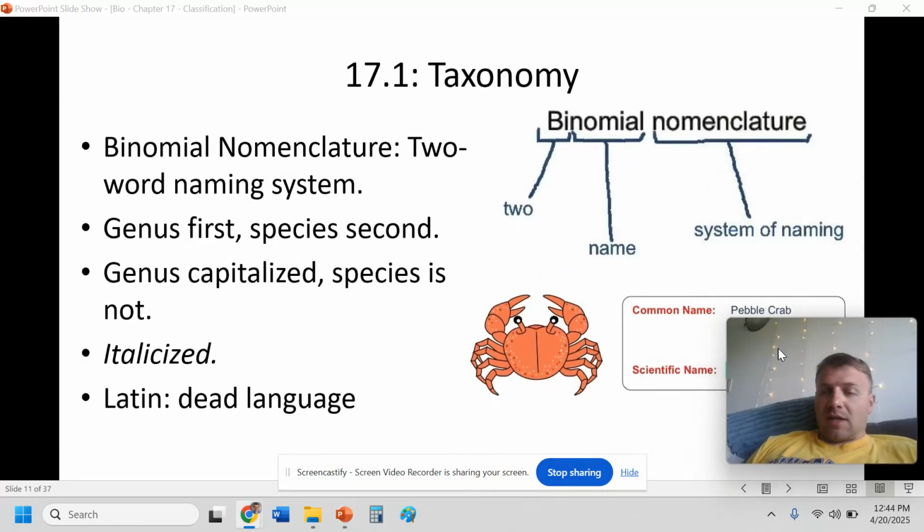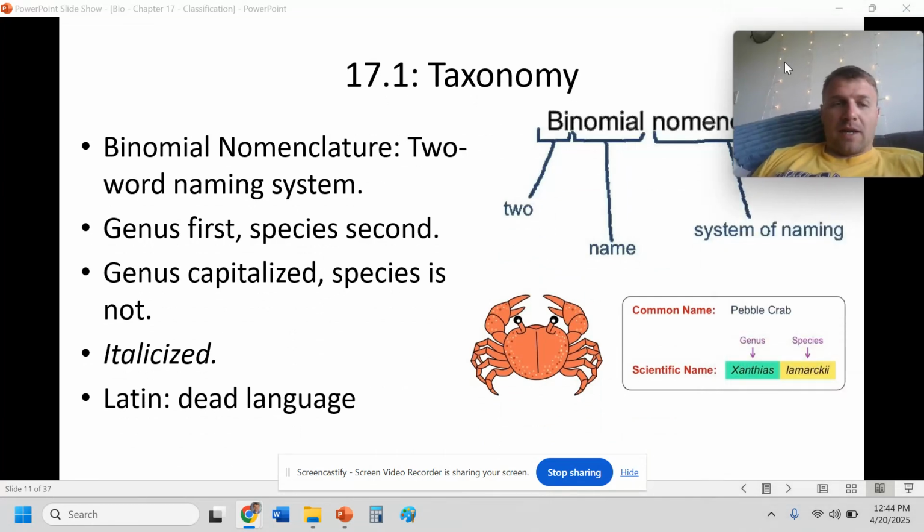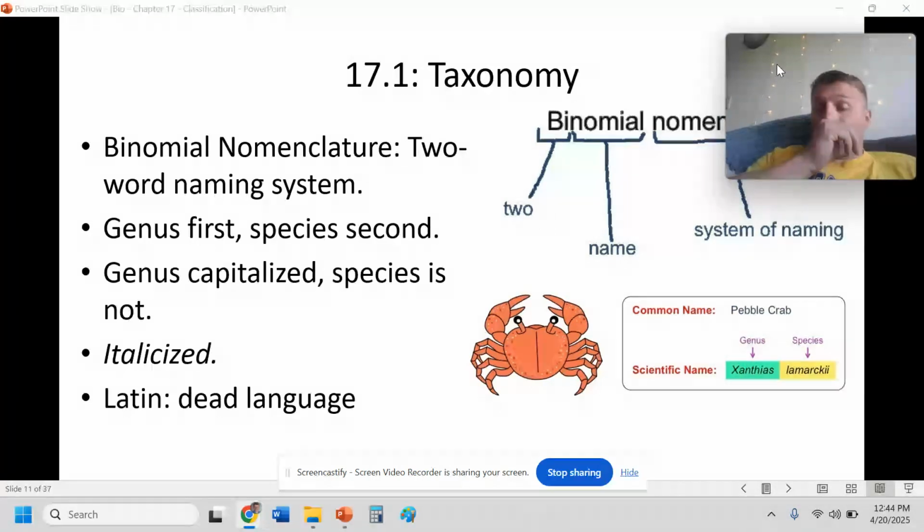Now, binomial nomenclature is part of this system. It's the two-name naming system, and this is where we use the genus and species to identify an organism. So you can see here genus and species. The genus is capitalized while the species is not, and they're both italicized.